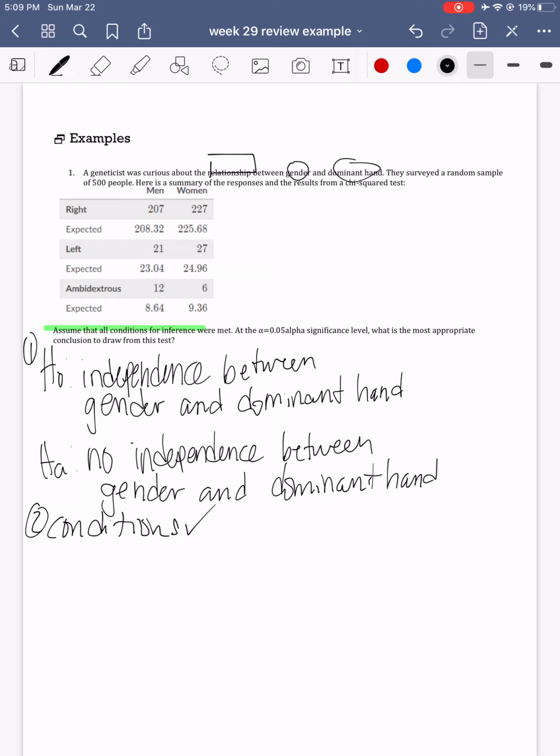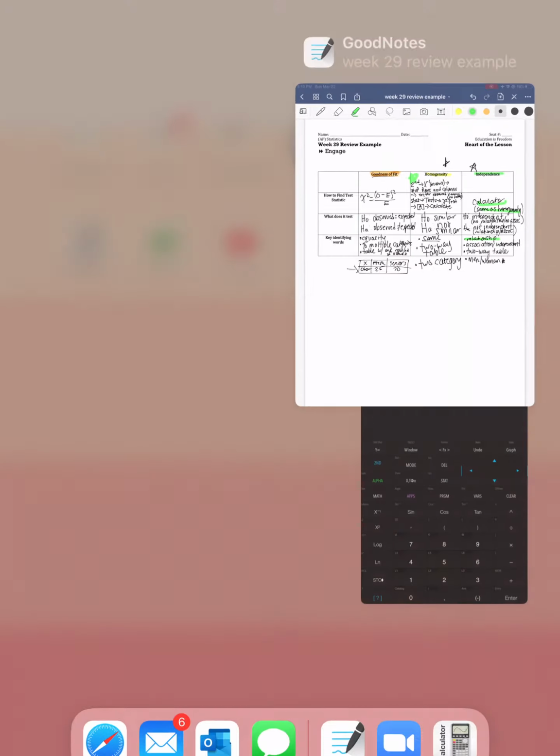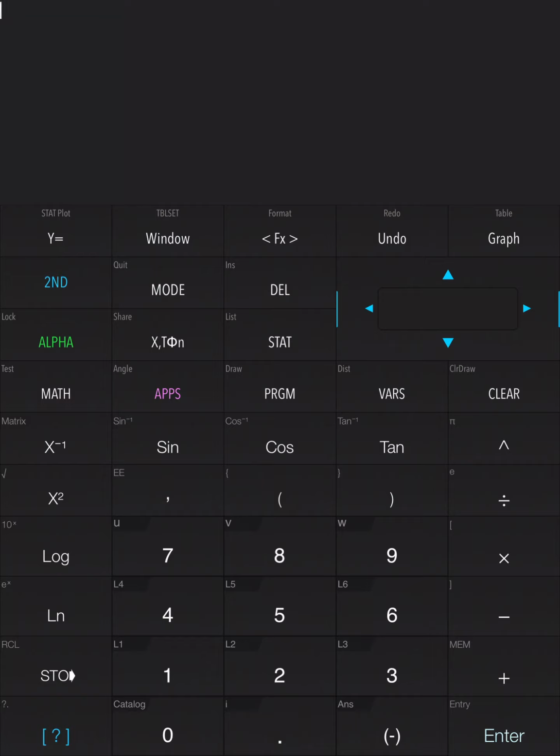So now I need to calculate my test statistic. So I go back to my handy dandy table and I see, okay, how do I find the test statistic for an independence test? Well, it says that I need to look at my calculator. It's the same as the homogeneity test. So I'm going to follow these steps here. So let's pull out our calculator and let's follow those steps.